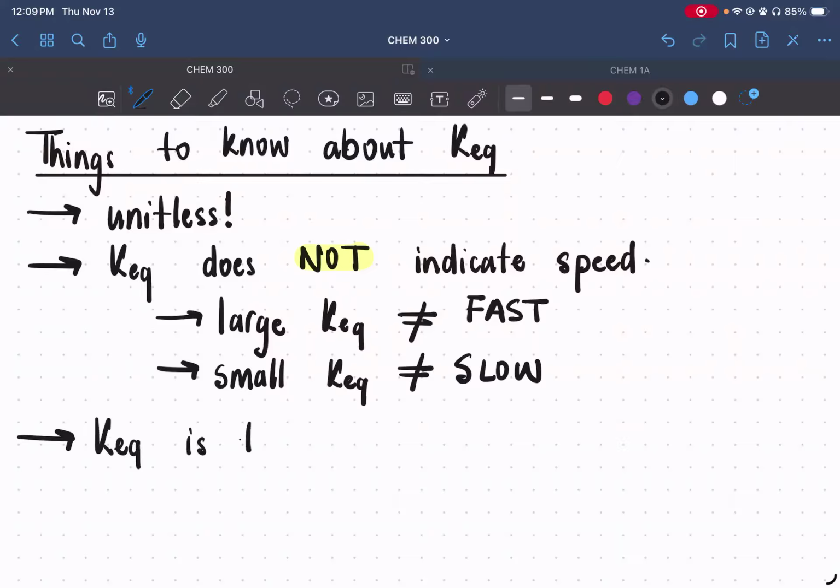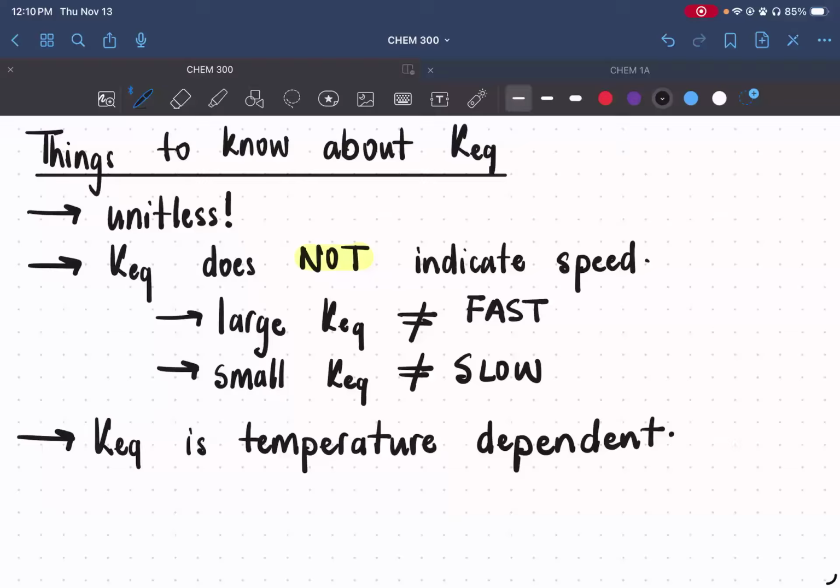KEQ is temperature dependent, meaning the same reaction can have different equilibrium constants at different temperatures. Of course, you are led to assume that, without specified otherwise, at least on an exam, on a written question, all reactions take place at room temperature. But if I do want to specify a different temperature, I would.